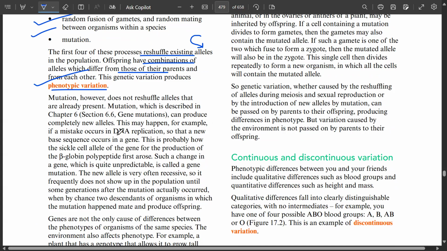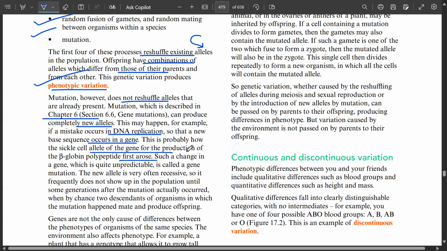So genotype. Good. Mutation, however, does not reshuffle alleles that are already present. Mutation, which is described in chapter 6, can produce completely new alleles, and this may happen, for example, if a mistake occurs in DNA replication so that a new base sequence occurs in a gene. This is probably how the sickle cell allele of the gene for the production of beta globin polypeptide first arose as well.